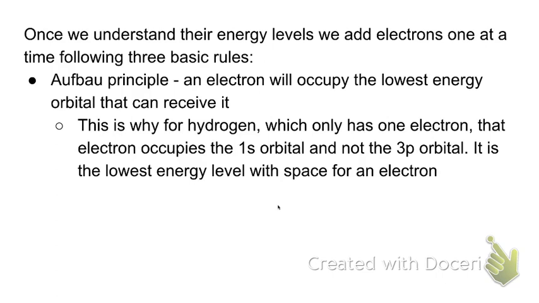This is why for hydrogen, which only has one electron, that electron occupies the 1s orbital and not the 3p orbital, because the 1s orbital is open and it is the lowest possible energy state for that atom, so it is going to fill that orbital. It could theoretically be in the 3p orbital, but that would put the hydrogen atom in a very excited state, and that is not the state that that hydrogen atom wants to be in. It wants to be in its ground state, so it's going to fill that 1s orbital instead.